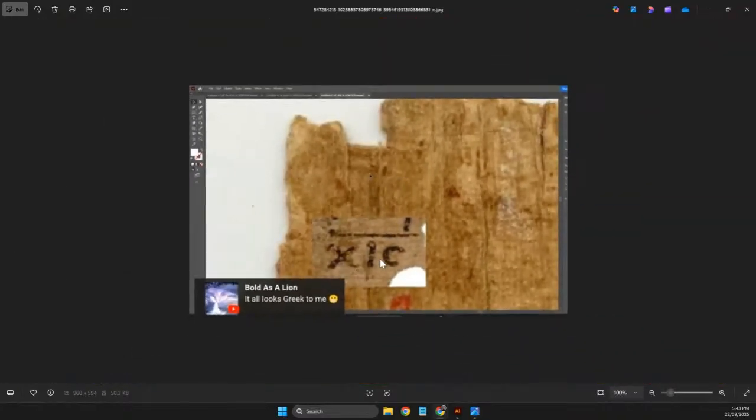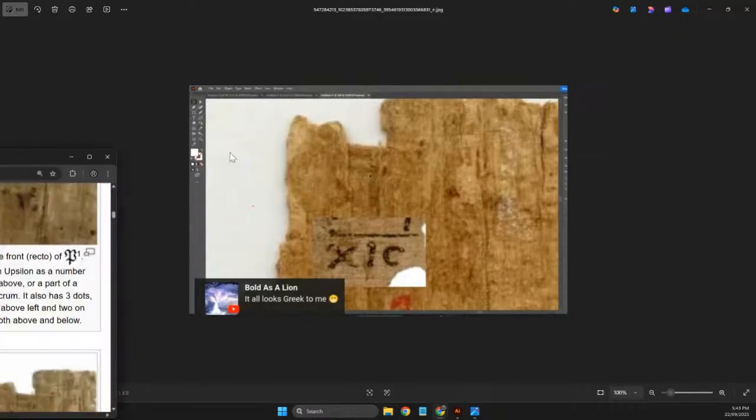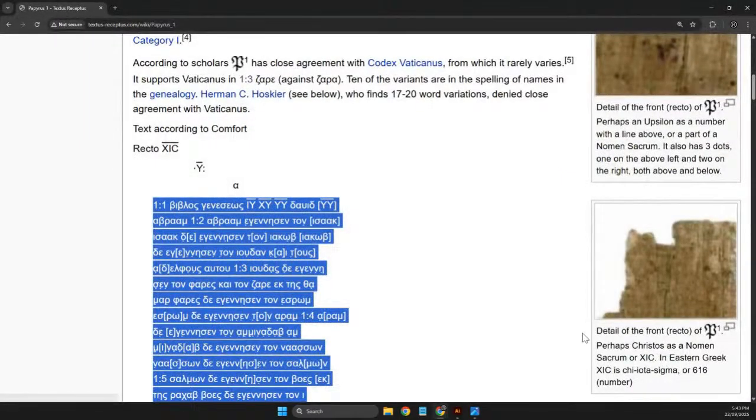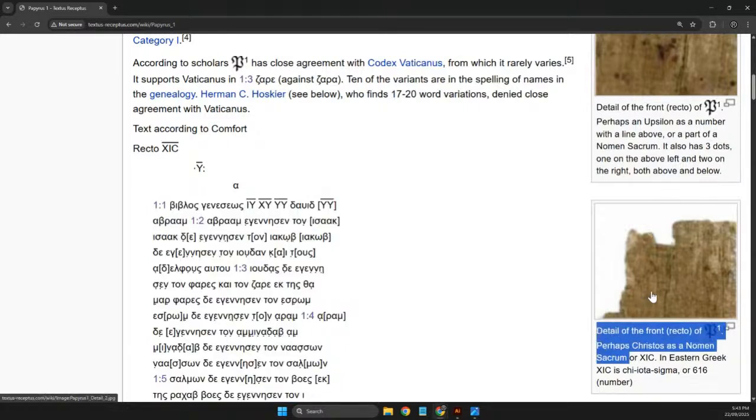And so I started to write down here, detail in front of the recto of P1, perhaps Christos as a nomen sacrum. And that's as far as I got, because I could clearly see the sigma and I could clearly see the key, but I hadn't really looked at it properly. Okay. So then I looked a bit closer and I was like, actually, that's got like an iota or something in the middle of those.